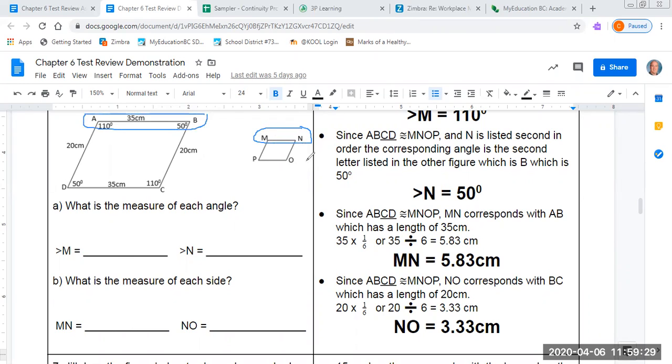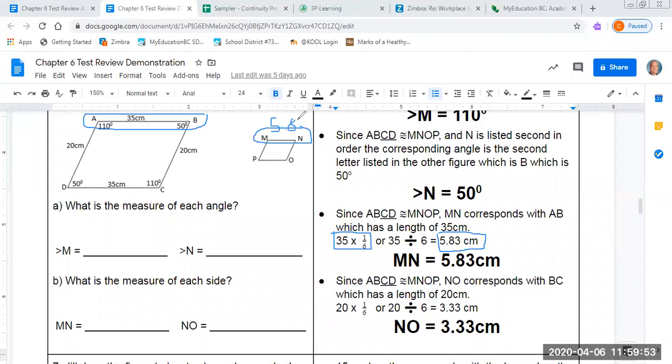Now what we have to consider is that this is 1/6 the size of this. So that's why we're going to multiply by 1/6, or in essence divide. Multiplying by 1/6 is the same as dividing by 6. And so the length of that side is going to be 5.83. So basically what we're saying is that this is going to be 5.83.